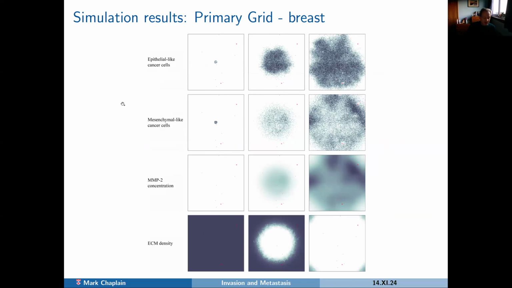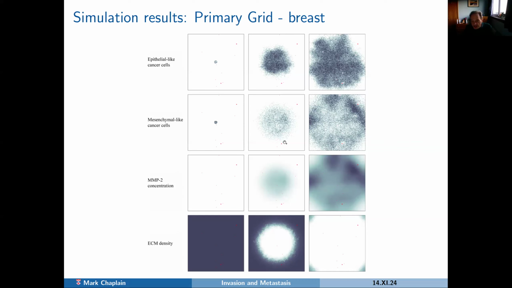Okay, so here are our results, and these are the results on the primary grid. So we have our epithelial cells on the first row, mesenchymal cells on the second row, the diffusible enzymes on the third row, and then the extracellular matrix density on the final row. So it's probably best to focus on the first two rows, the epithelial and mesenchymal cells. And as you can see, this is the initial condition, and over time we have invasion. The epithelial cells, because they're only really proliferating, remain largely in the center of the domain. They don't really spread, they increase via proliferation.